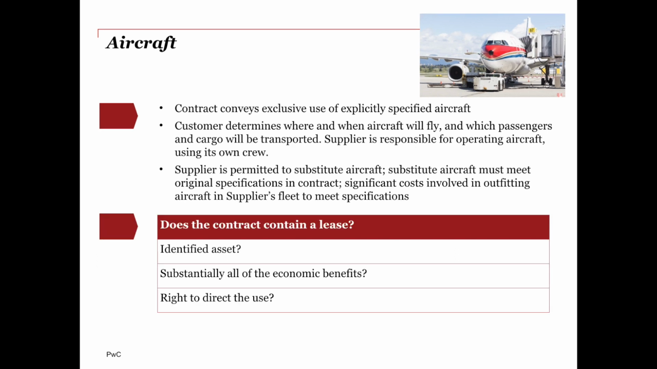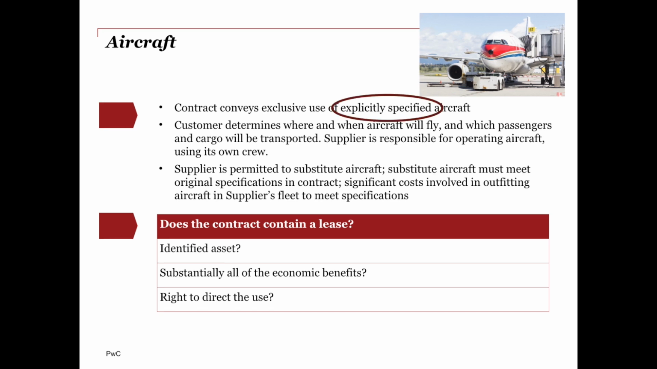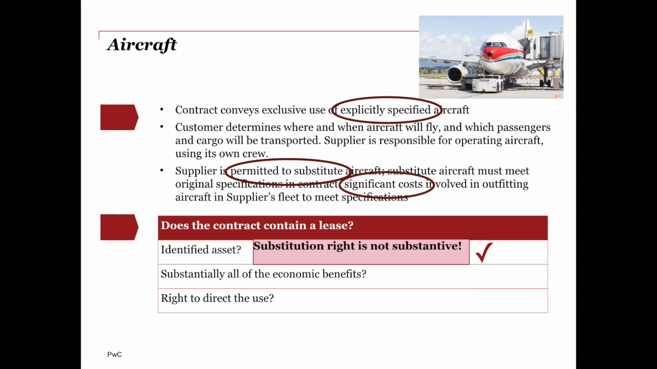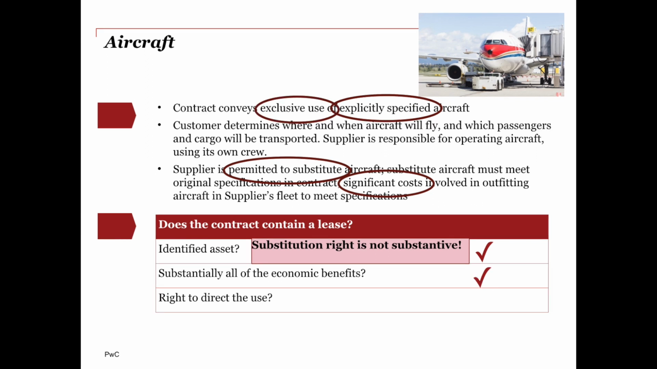Now let's walk through the steps of the analysis. In the example, the leased asset is explicitly specified in the contract. The supplier has the right to substitute the aircraft. However, as the substitution will result in significant costs, it will not economically benefit from a substitution, and hence the substitution right is not substantive. The customer has the exclusive right to use the aircraft throughout the lease term and therefore obtains substantially all of the economic benefits from use.